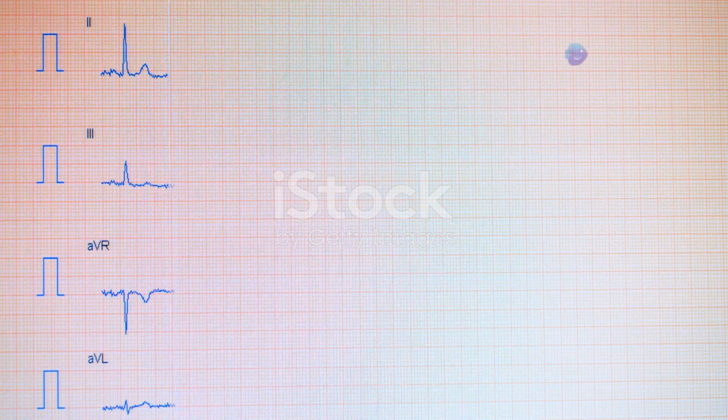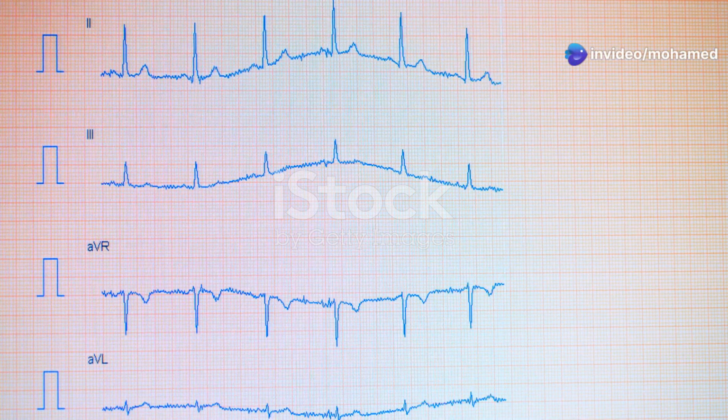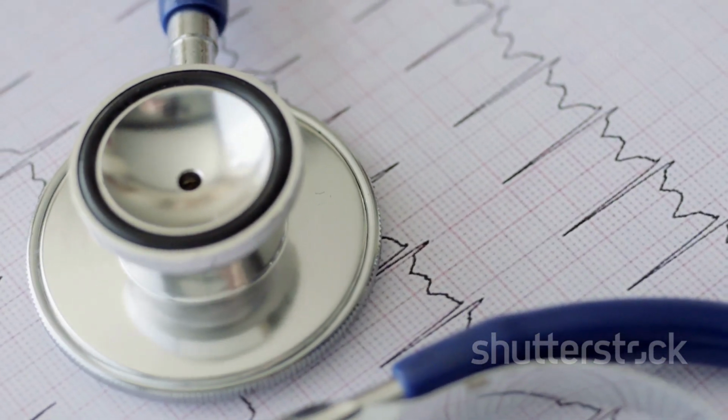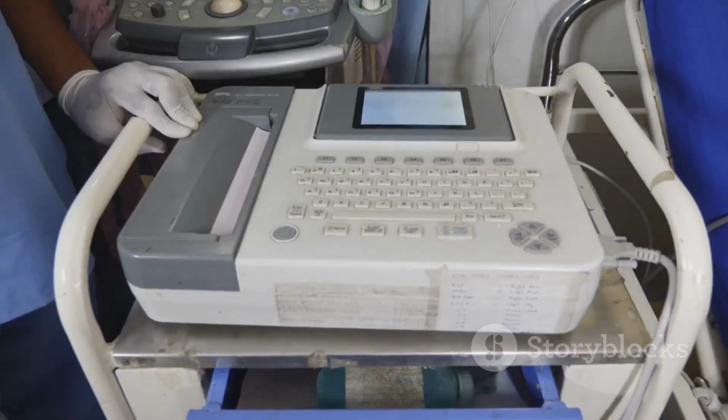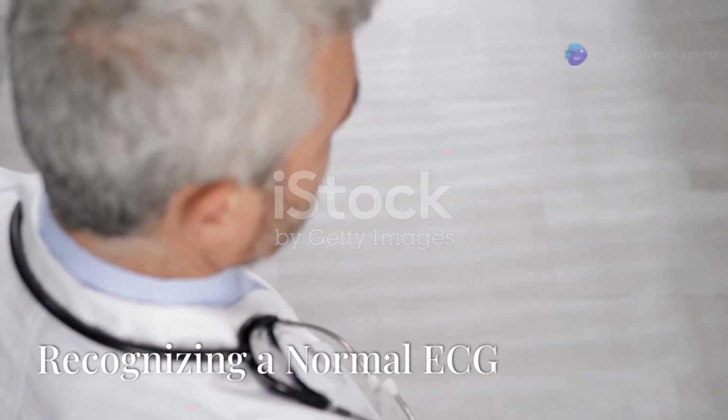The QT interval measures the total time for ventricular depolarization and repolarization. These intervals and segments provide valuable information about the heart's conduction system. Abnormal durations can indicate conduction blocks or other rhythm disturbances.